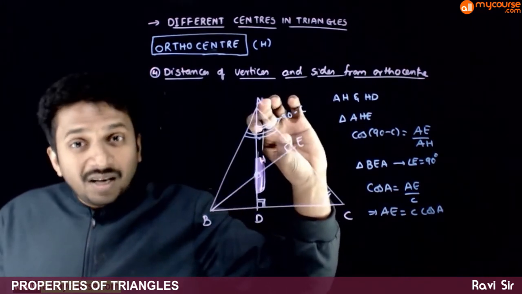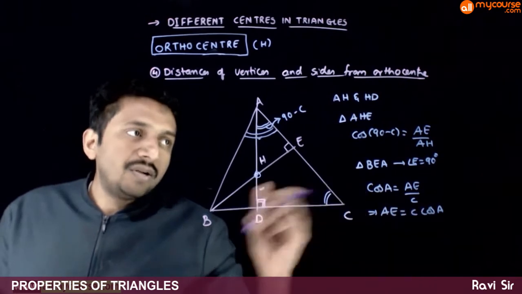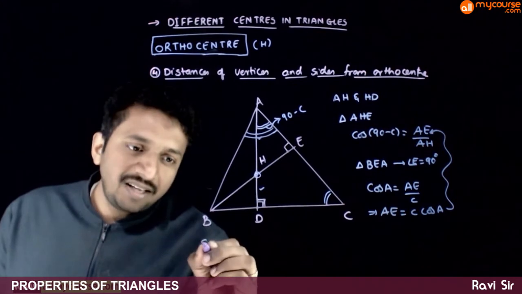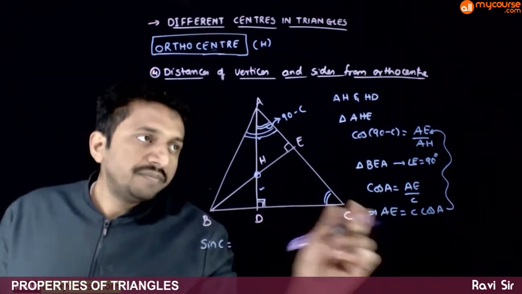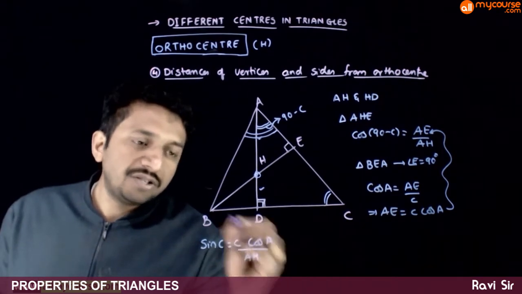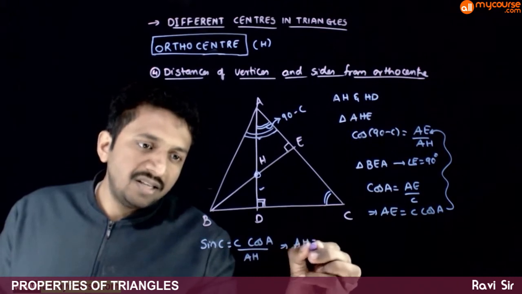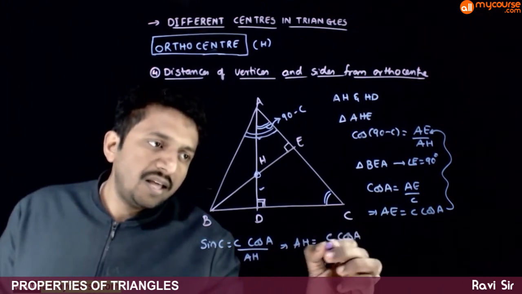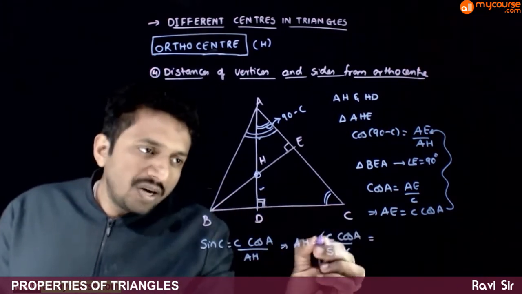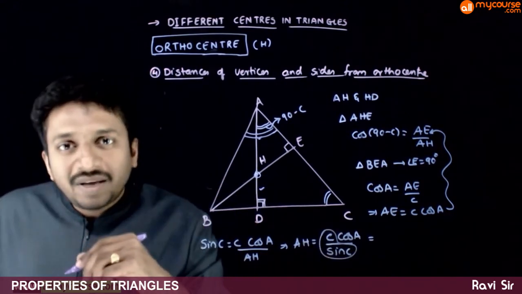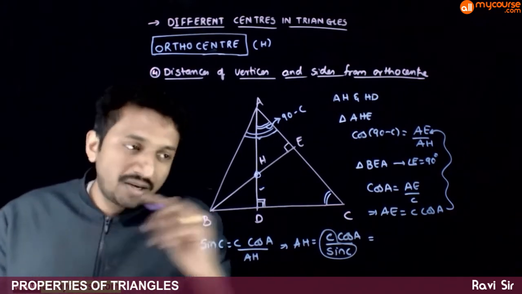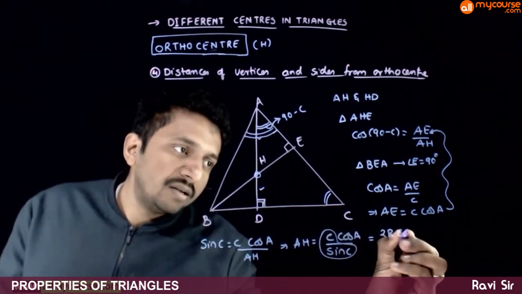We have seen this in the projection rule also. So AE is equal to C cos A. We just need to put this here. So what is cos of 90 minus C? Sin C is equal to C cos A divided by AH. And this implies AH is equal to C cos A by sin C. So what is C by sin C? From the sine rule, A by sin A is equal to B by sin B is equal to C by sin C is equal to 2R. It is nothing but 2R cos A.